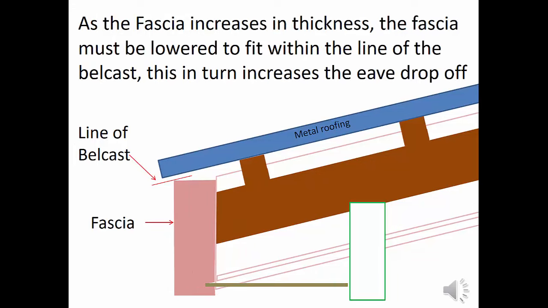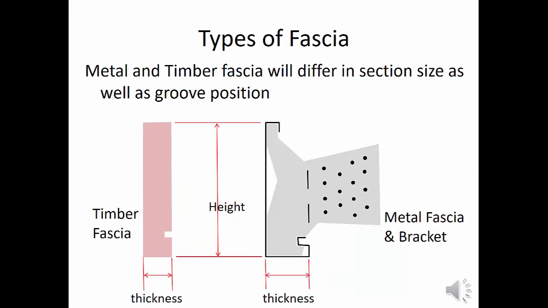The fascia thickness affects the eave drop off because as the fascia increases in thickness, the fascia must be lowered to fit within the line of the Belcast. This in turn increases the eave drop off. There are two types of fascia, metal fascia and timber fascia. These will differ in section size. The height and thickness will differ, and the position of the groove will also differ.